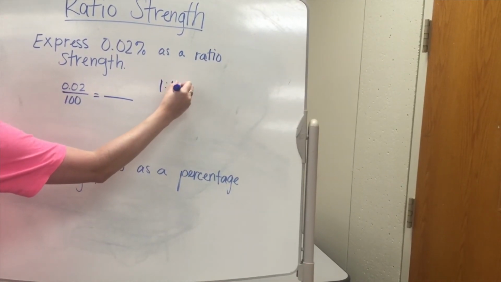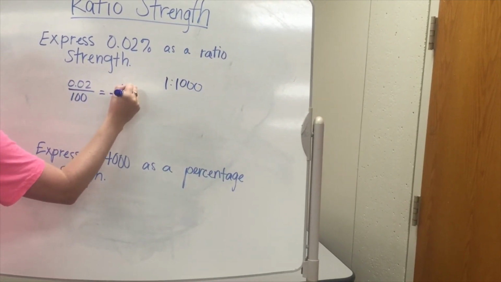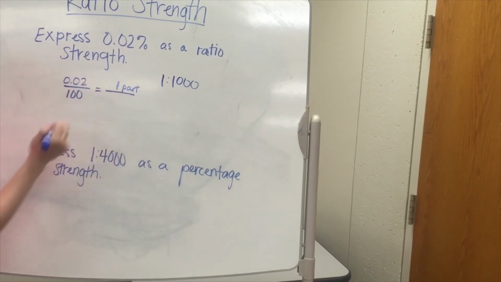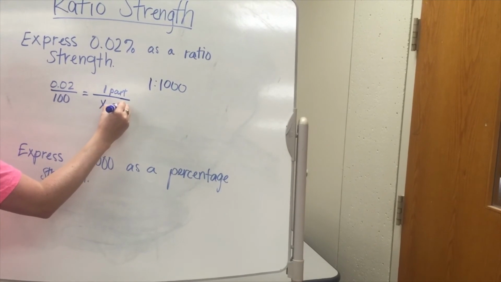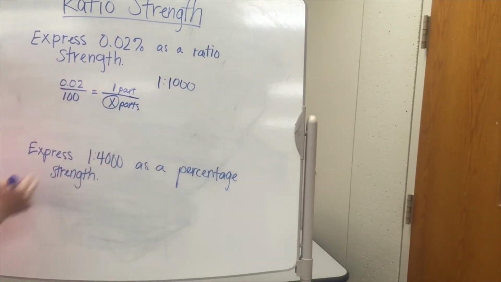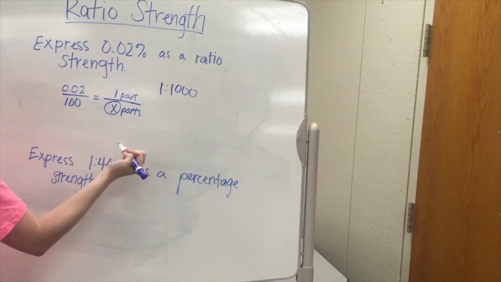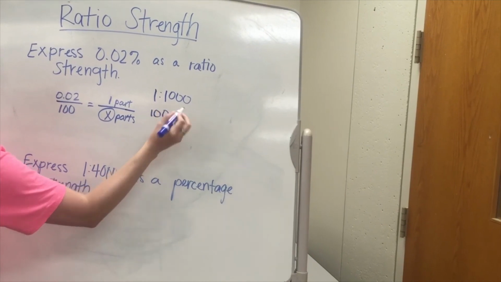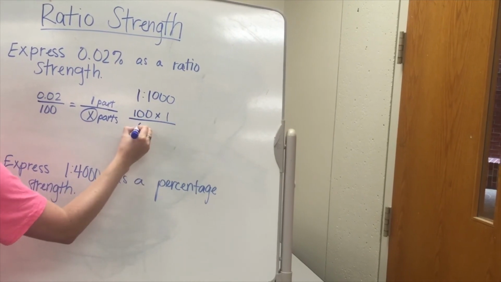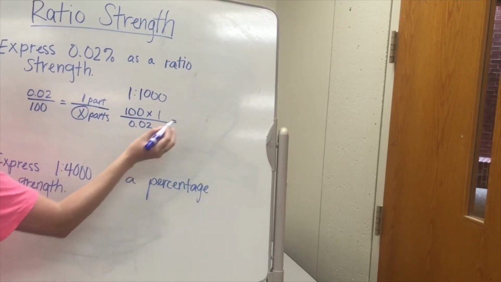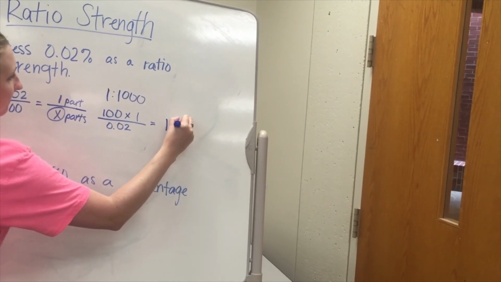For example, saying 1 to 1,000. So we're going to start with our top number as 1, and this is going to be 1 part. Now we're looking for our bottom number, and that's going to be X parts. If we just go ahead and cross multiply, we can see that 100 times 1 part over 0.02 is going to give us a ratio strength of 1 part to 5,000 parts.